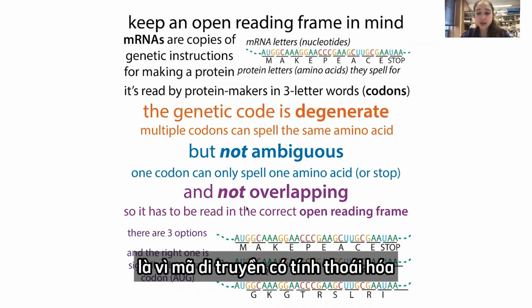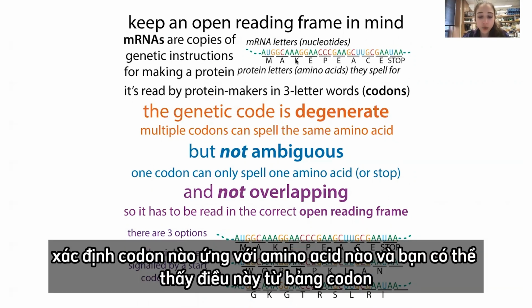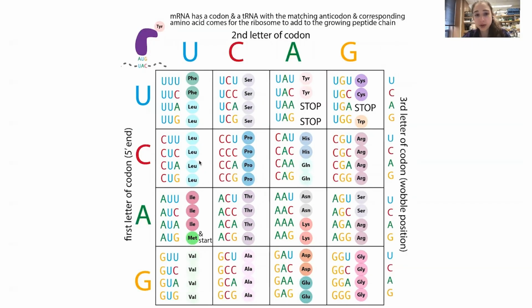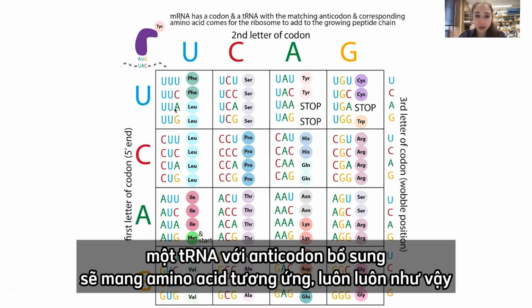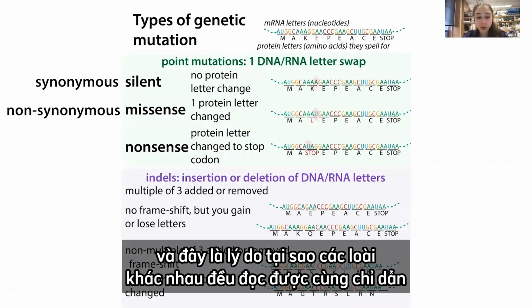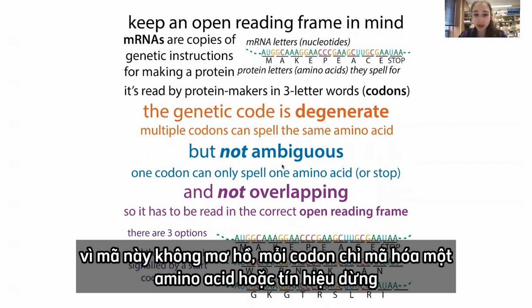This is because the genetic code is degenerate. The genetic code is which codon goes with which amino acid, and you can tell this from a codon table. A tRNA with the anticodon matching this codon is going to carry this amino acid, always. This is why different organisms can all read the same instructions, because this code is not ambiguous. One codon can only spell one amino acid or stop.